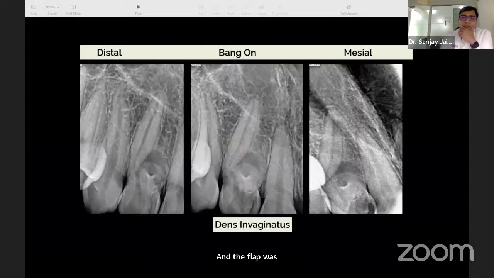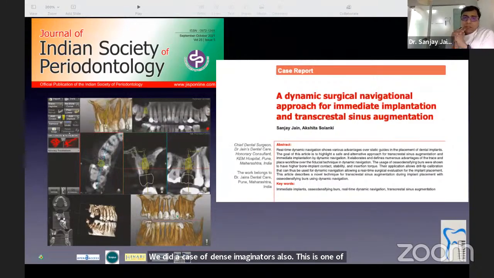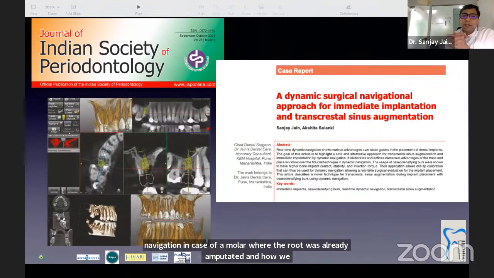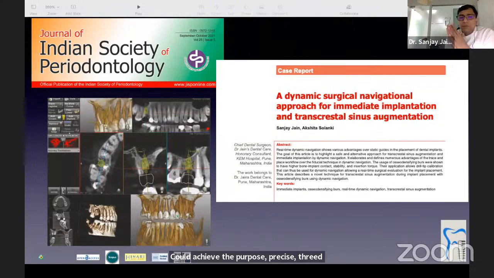We did a case of dens invaginatus also. This is one of our publications that came out in the Indian Society of Periodontology last September, which shows how we used navigation in case of a molar where the root was already amputated, and how we could achieve the precise 3D positioning of the implant in that area of missing 1/6, and how we could give the patient a prosthesis which was fabricated with the DICOM and the STL images that were shared with the laboratory.